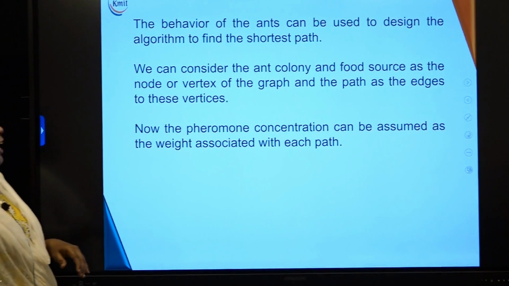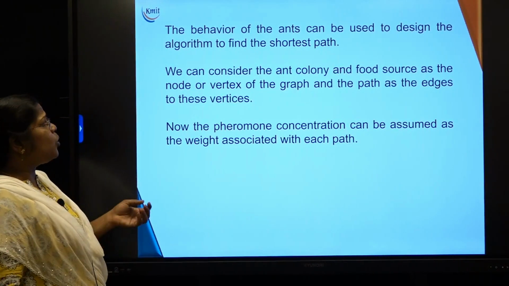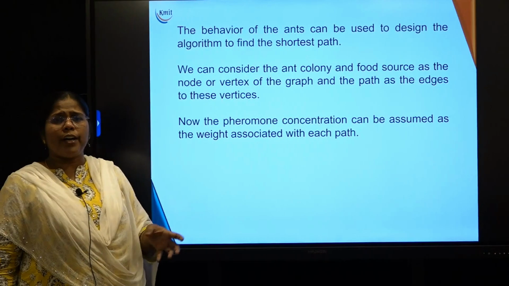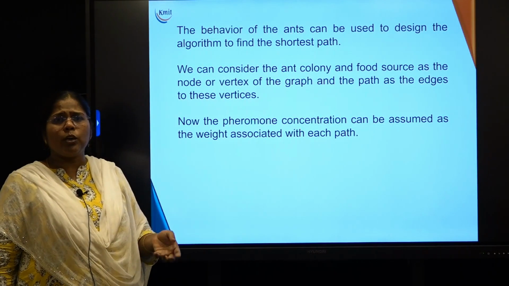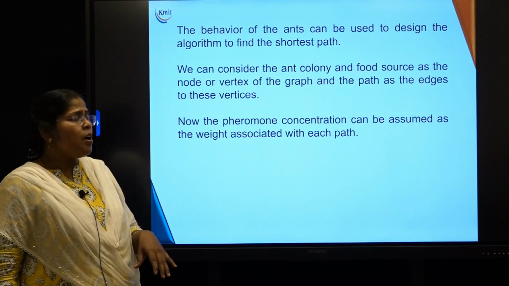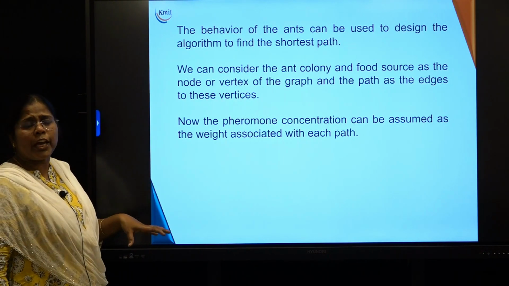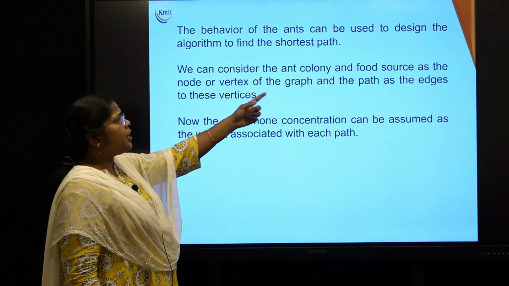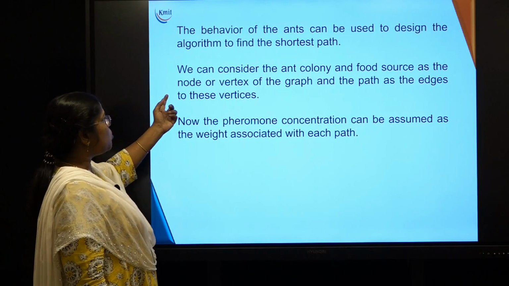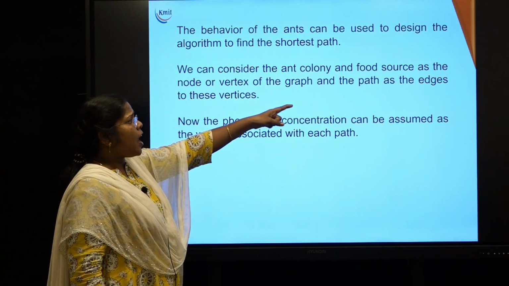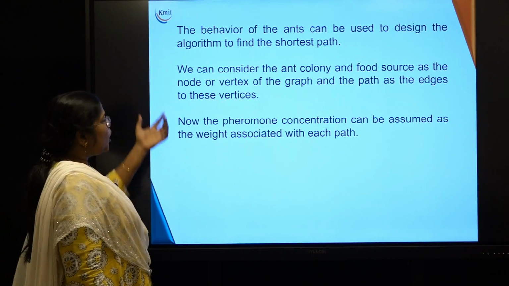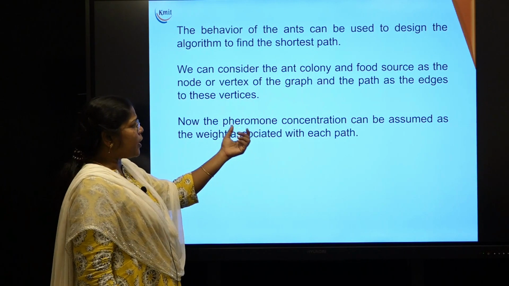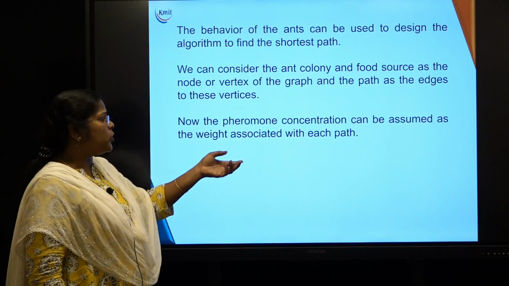So, the behavior of the ants is used to design the algorithm to find the shortest path. Just now we saw how ants find the shortest path based on the concentration and evaporation time. We can convert these conditions into our algorithm. We can consider the ant colony and the food source as nodes or vertices of the graph and the paths as the edges of the vertices. So, from this we can also build a graph diagram. Now the concentration of the pheromone can be assumed as the weights associated with each path.